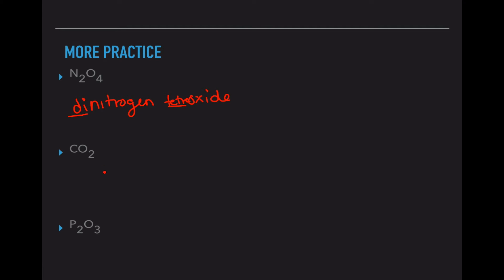CO2, the first word is carbon. Add the line just to remind yourself you might need a prefix. Second word is oxygen, which changes to oxide. Add the line to remind yourself you need a prefix. Carbon only has 1 present, does not need a prefix. Oxygen has 2 present, add the prefix of di.